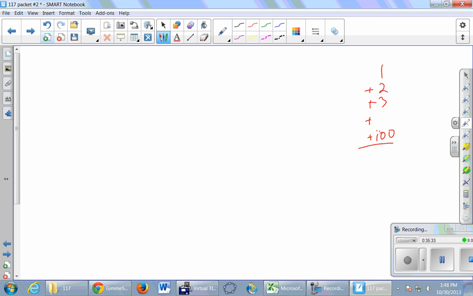So I would like you guys to figure out the right answer to this problem. This is the right calculation. Are you sure that's the right number? Should be. Right? Lila says 5,050. Anybody else? Oh, a few other people say 5,050. So that's the right answer.